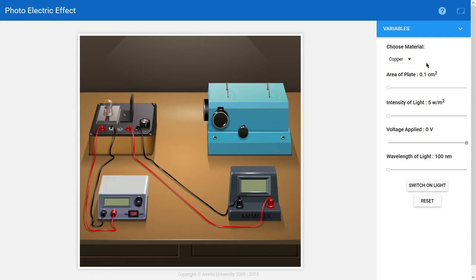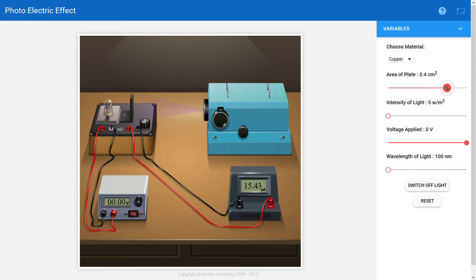So let's go with this switch on the light. After switching on the light, we can see these 1, 2, 3, 4 panels are turned on. In this case we can change the area of the plate. The plate is here where the light is falling.